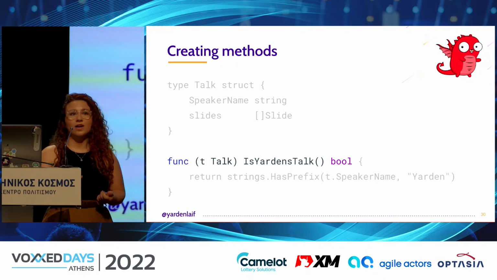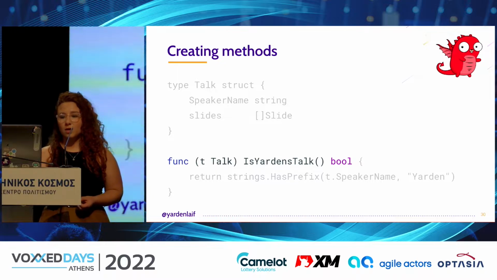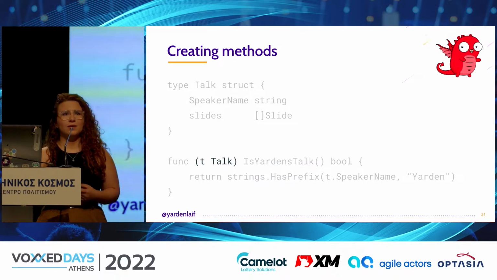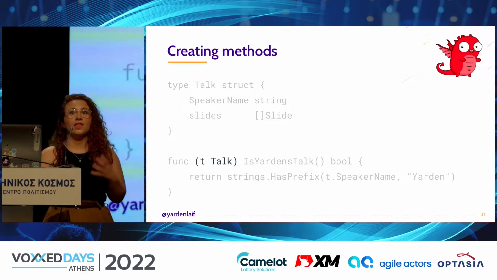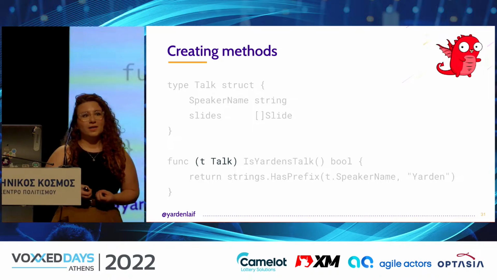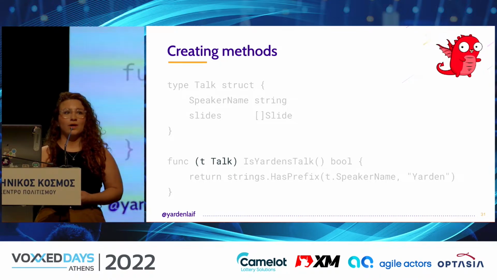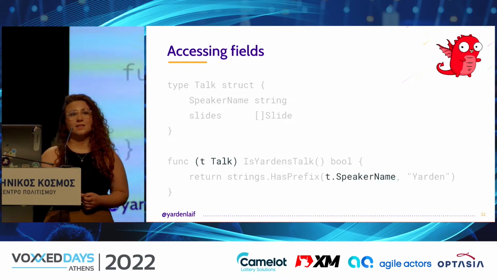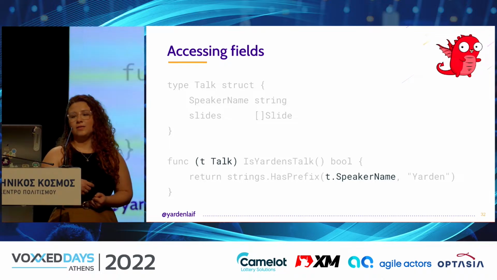So this is an example of how we can define the is_Yarden's talk method on the talk struct. One thing that's kind of different than the function declaration that we saw before is the t talk in parentheses. And now our t talk is going to be our this, right? In Java, when we create a method, we put it inside the class's body, and then we just automatically have a this. Well, in Go, it doesn't work that way. We decide what the name of our this will be. And in this case, I said my this is going to be t, and its type is talk. So if I wanted to access speaker name, which is a field on my talk, I'd do t.speakername. In the same way, I could have called a method that was defined on that type.